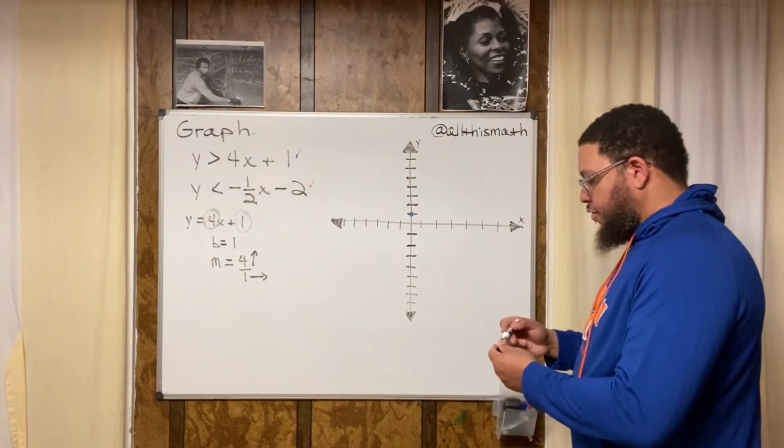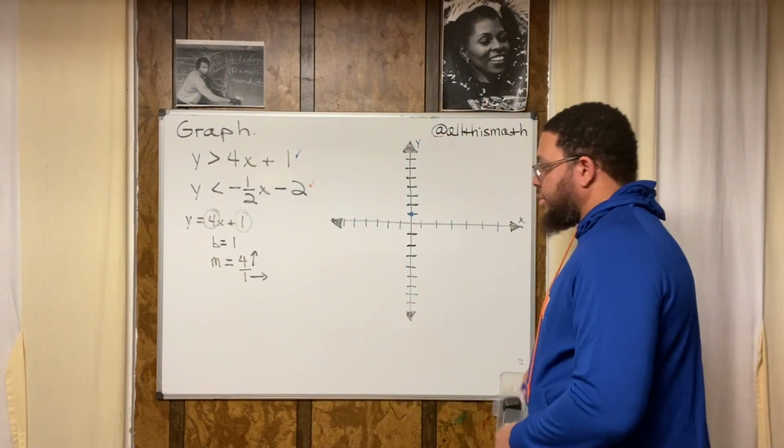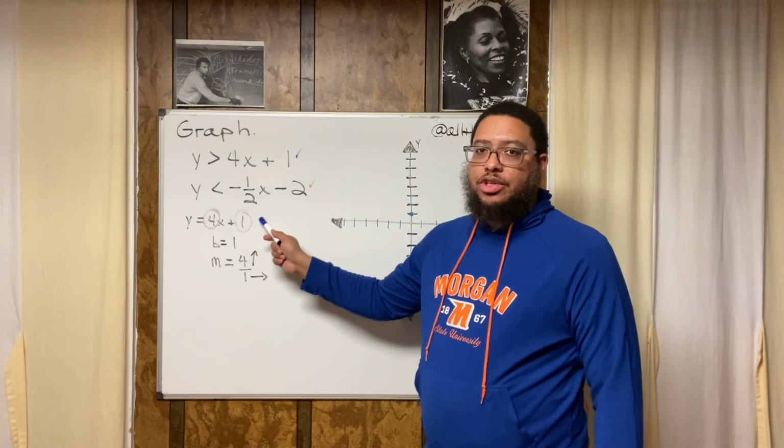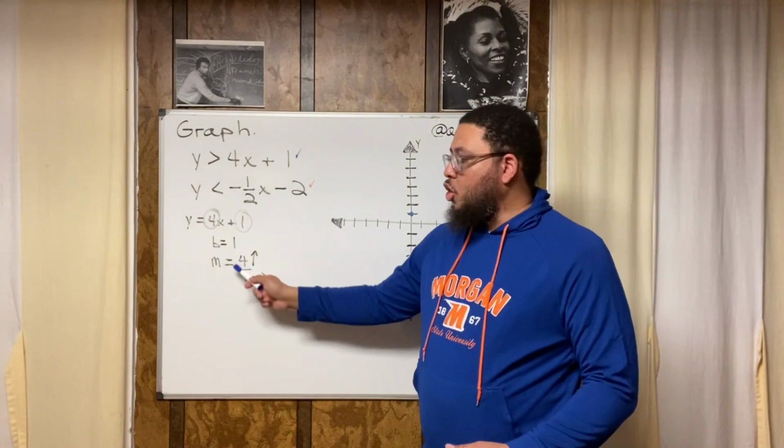So from the y-intercept, that's where I start. Like I told you, the y-intercept is like your address. That's like home. The slope is not a point.